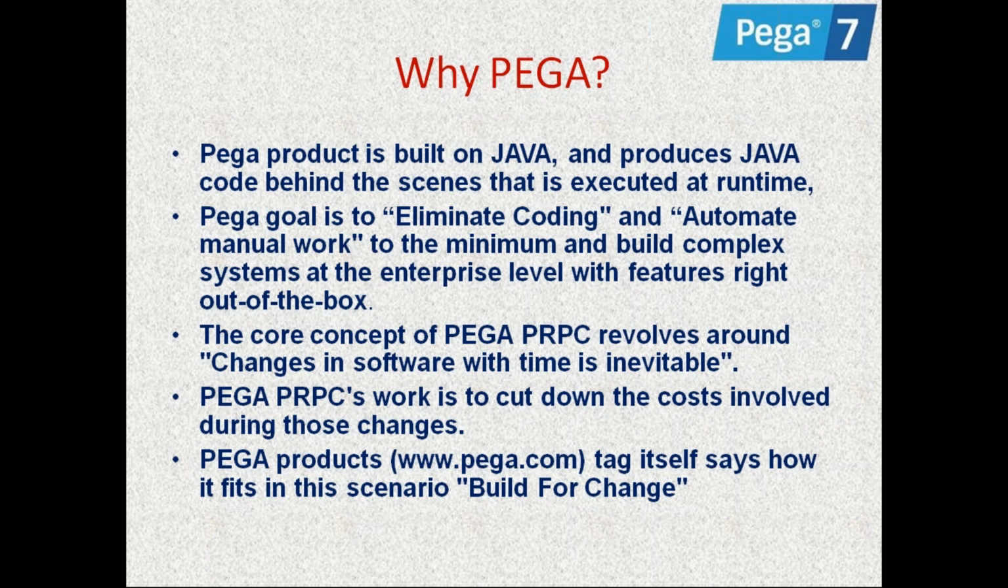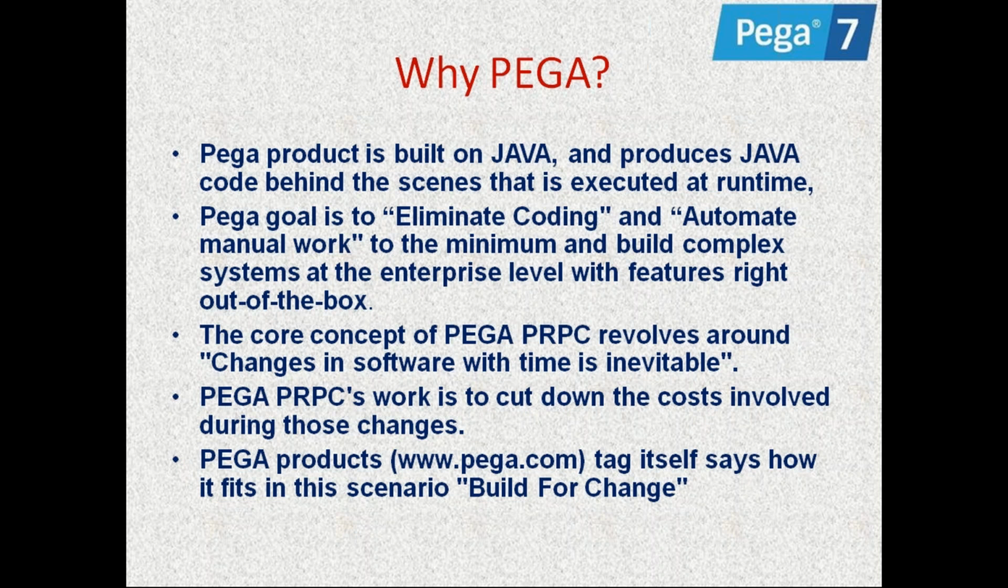And the Pega goal is to eliminate the coding, automate the work to the minimum and build complex applications at enterprise level. And this is the main purpose. So that is the reason Pega is more successful in the industry right now in the market, and it is one of the best tools in the current market.